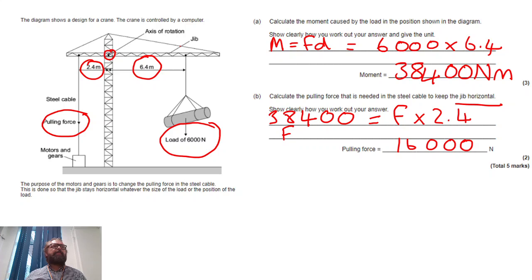This question has simplified the crane somewhat, because the jib, this part of the crane, would have its own mass here, and the mass of the jib would be causing another force down here. So in actual fact, this value would be smaller than the true value, because there's another turning force caused by the mass of the jib itself.